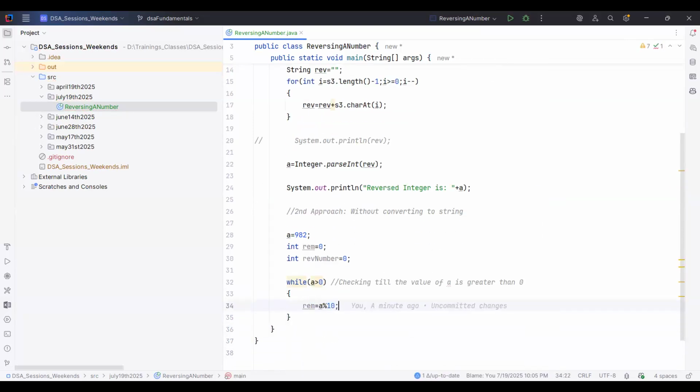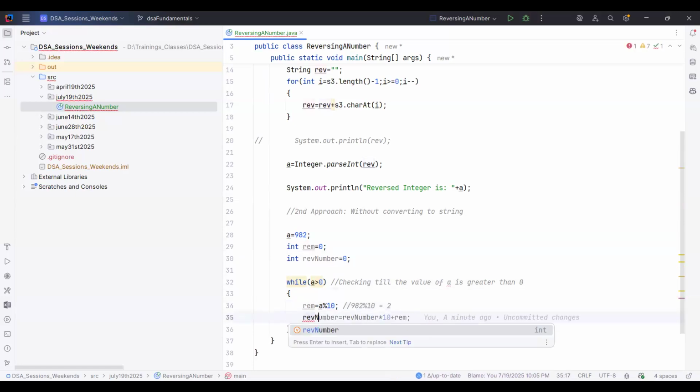Now, what do we do for the remainder? I will say a modulus 10. What is the value of a modulus 10? 982 modulus 10 will be equal to 2. Then rev number equals rev number into 10 plus the remainder. The remainder here is 2, and the value of rev number is just 0. So I will say 0 into 10 plus 2.